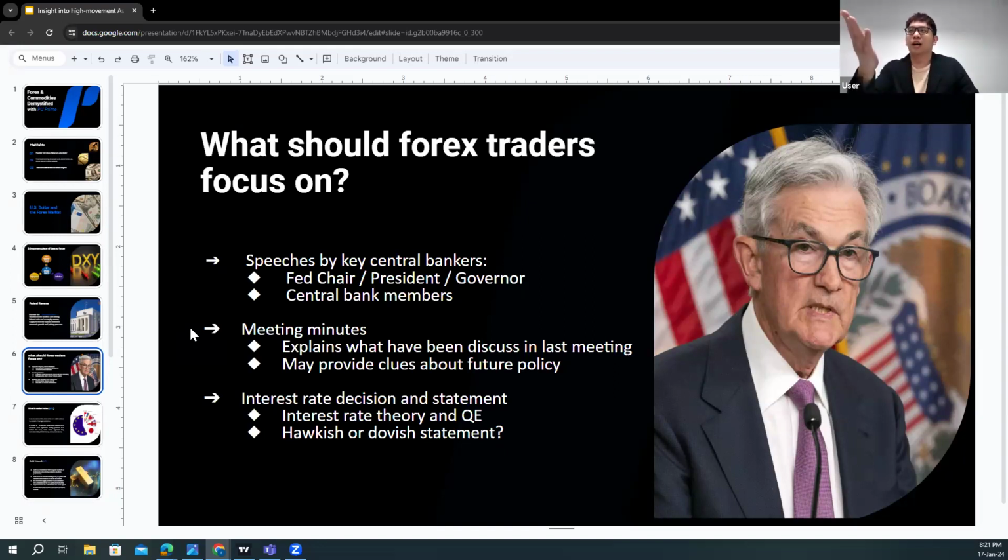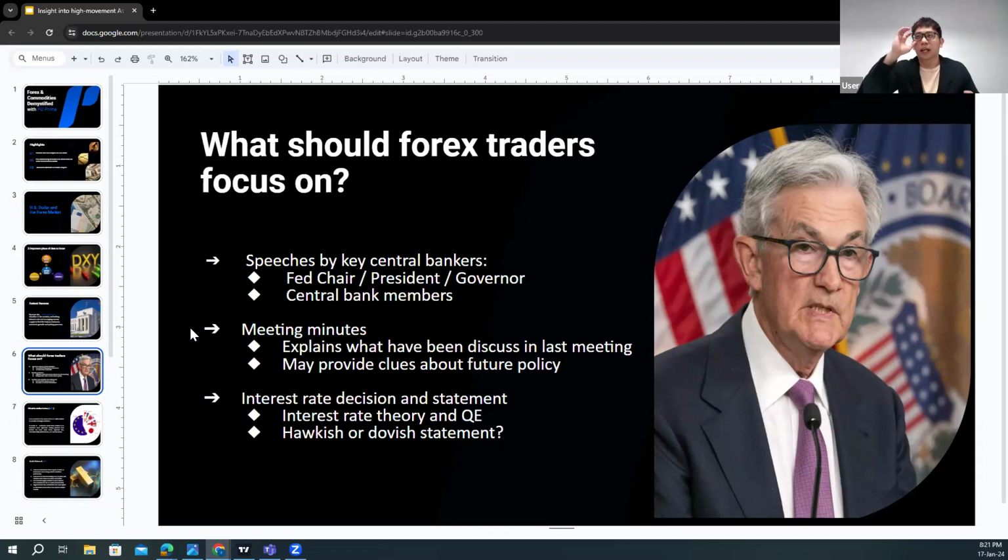So when a key member from the Federal Reserve speaks or talks in public, it will have a very direct impact on the dollar strength. So Jerome Powell, all the board members, and also the US Secretary of the Treasury, Janet Yellen. What she says will sometimes have an impact on the dollar as well.